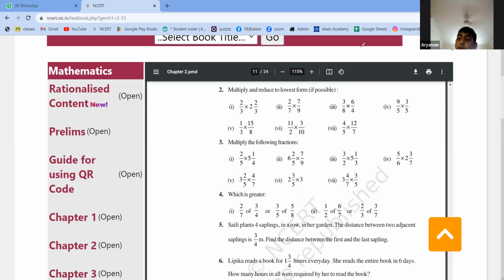We have to multiply, ma'am. You have to check if anything can be simplified, simplify them first and then multiply. If nothing can be simplified, simply multiply the corresponding numerator and denominator. Write the answer in the chat box quickly.